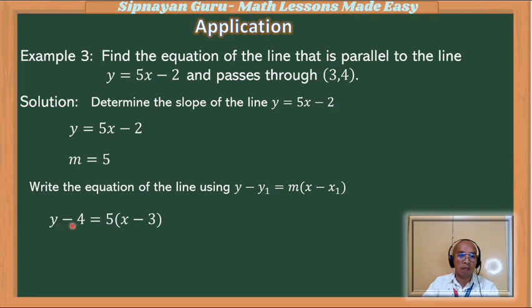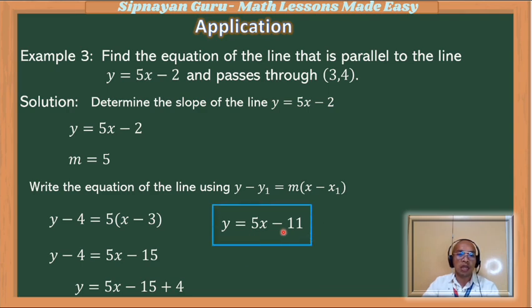So we have y minus our y sub 1, 4, equal to the slope, which is 5 since they are parallel, times x minus our x sub 1, 3. Simplify. So y minus 4 equals 5x, and 5 times 3 is negative 15. Further simplification: y equals 5x, then negative 15 transposed is positive 4. So therefore, the equation of the line is y equals 5x minus 11. This is the equation of the line that is parallel to this line.